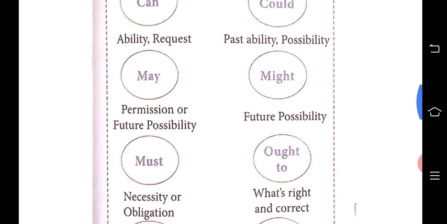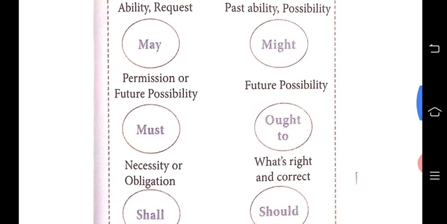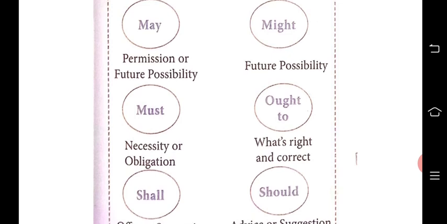So here, may for permission and future possibility. Is it or not? So I told you, no. May, we have three sorts of things. For blessings, we can use may. For possibility, for permission. Okay, might, less possibility. You can see this: 95% yes, 5% no, you can use may. 5% yes, 95% no, you can use might. And must, I told you, must means necessity or obligation.